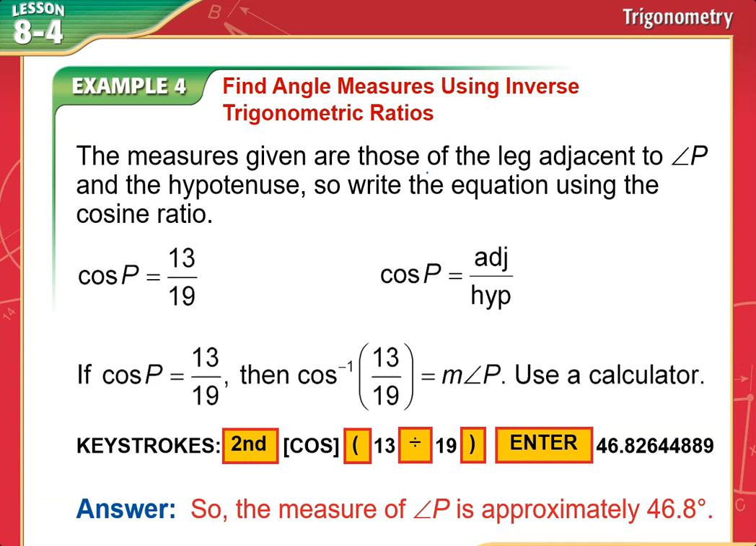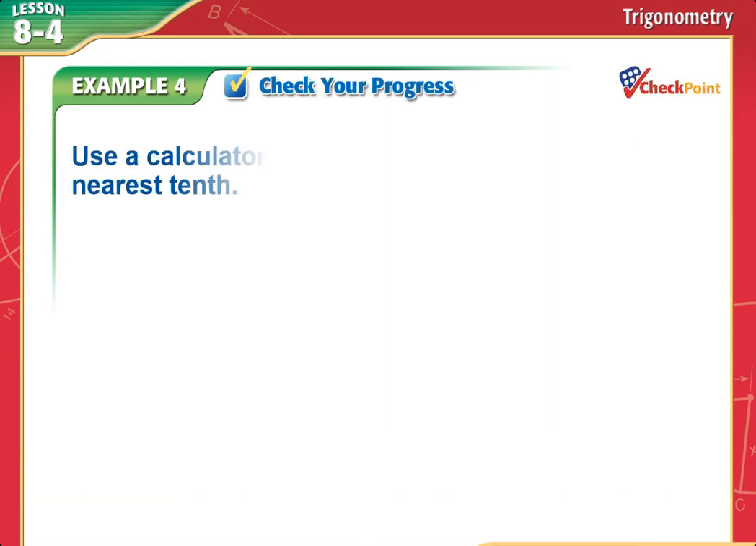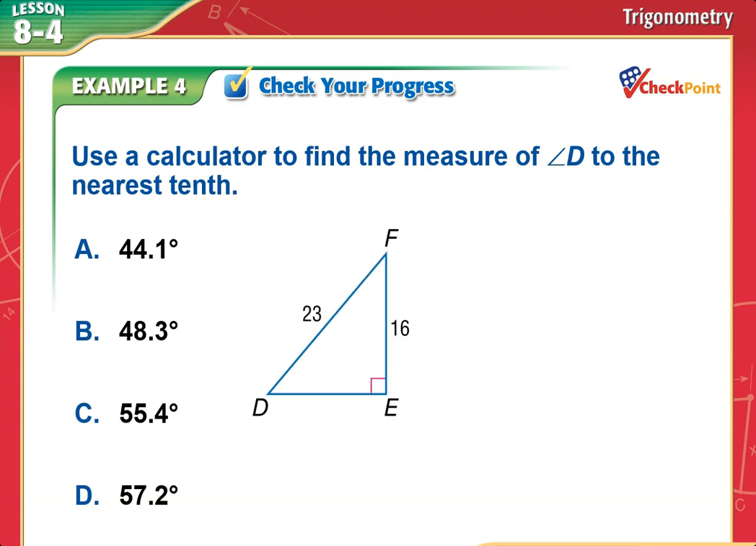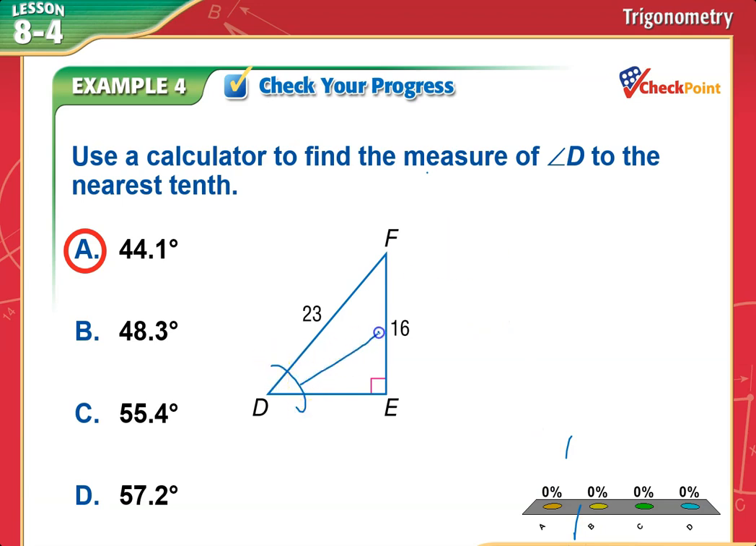Okay, now you're going to check your progress, and you're going to find the measurement of angle D to the nearest tenth. Go ahead and pause your video. Okay, if you said 44.1 degrees, so what we have there in our statement is that we have the opposite, so we're using sine. So sine of angle D is going to equal 16 over 23.